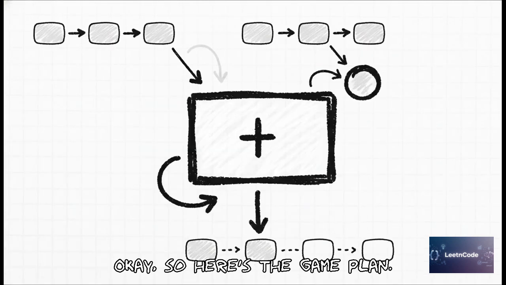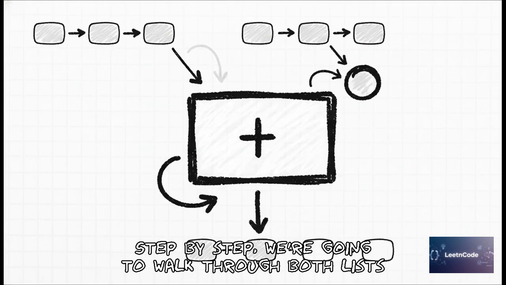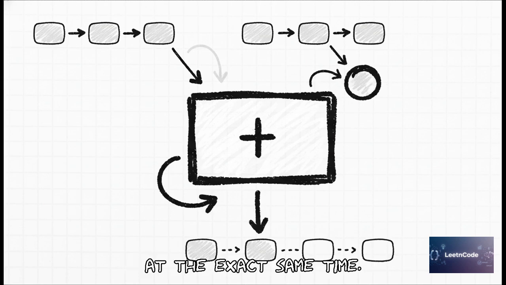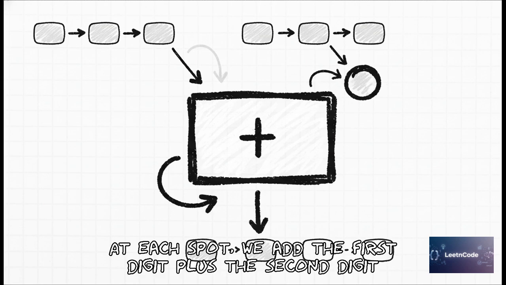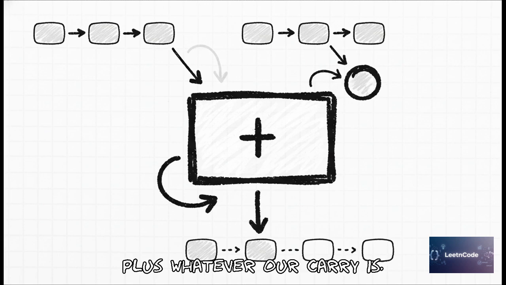Easy. Okay, so here's the game plan. Step by step, we're going to walk through both lists at the exact same time. At each spot, we add the first digit plus the second digit plus whatever our carry is.